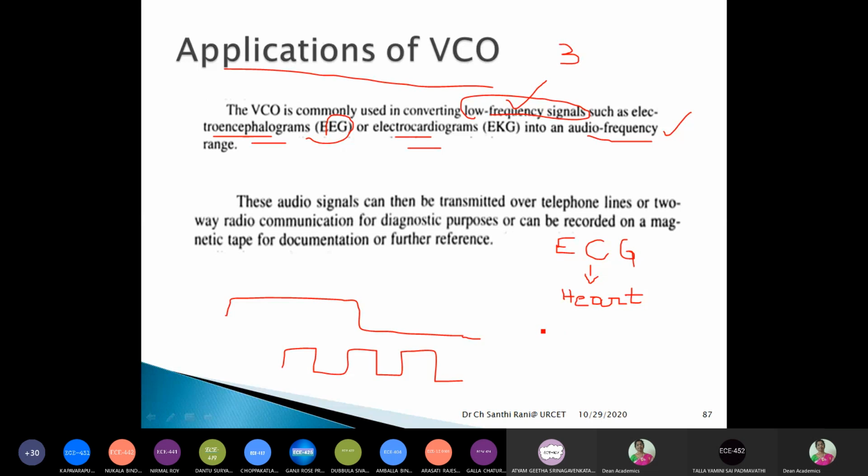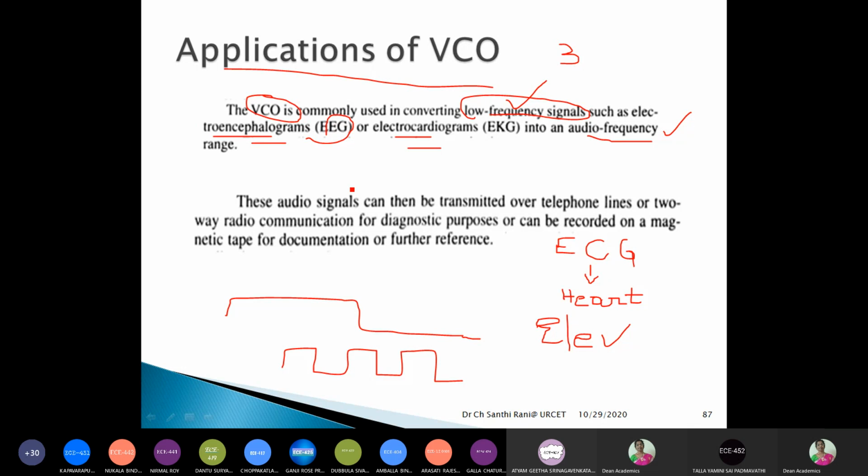There will be some electrodes, because directly it is not possible. These electrodes convert the electrical activity of the human heart into electrical signals. These electrodes collect the signals from the human heart, and these are very low frequency signals, with very low amplitude, low voltage and low frequency. So these are not possible to evaluate or process directly. Therefore, these very low frequency signals are connected to the voltage controlled oscillator.